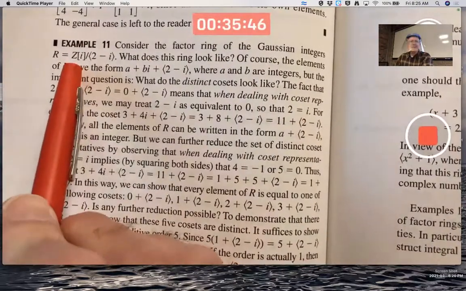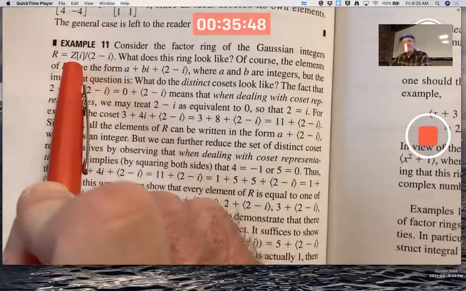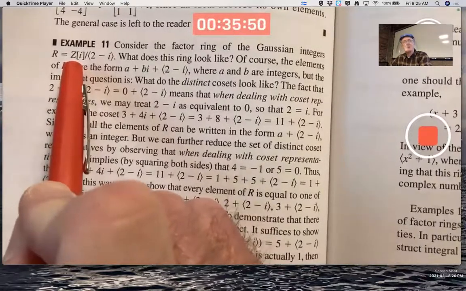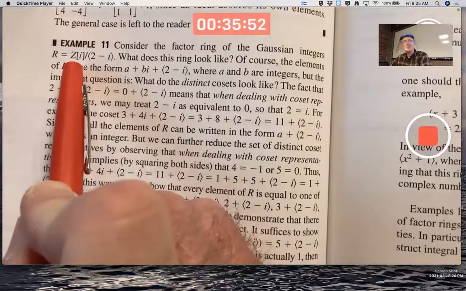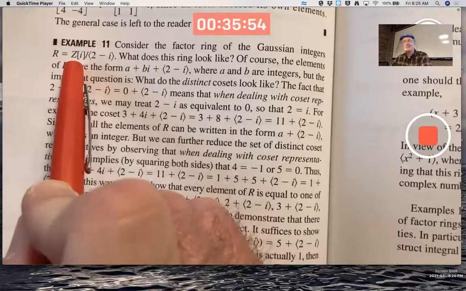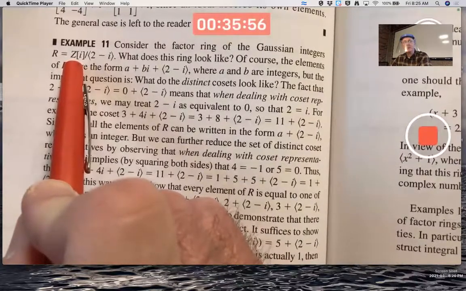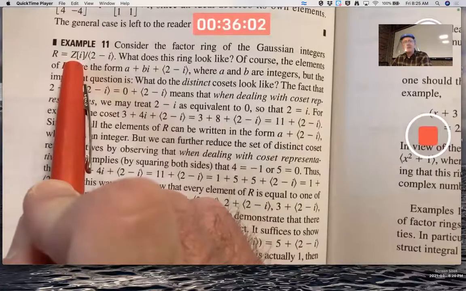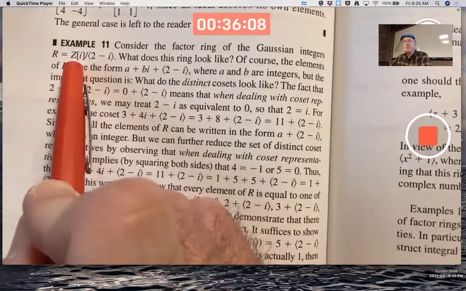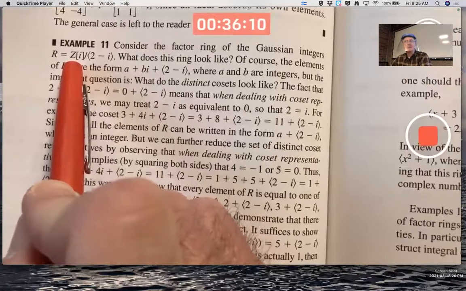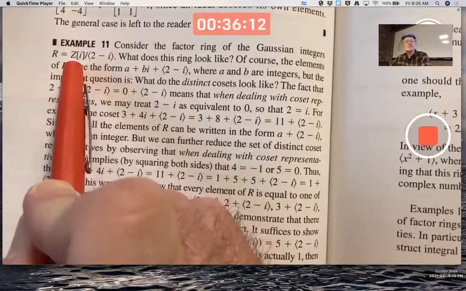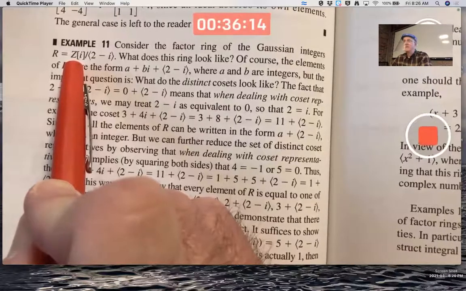Remember, Zi is the Gaussian integers. All complex numbers of the form a plus bi, where a and b are integers. And I is the imaginary unit, the square root of -1. It's a commutative ring with unity. One can be thought of as 1 plus 0i. In fact, it's a subring of the complex numbers.